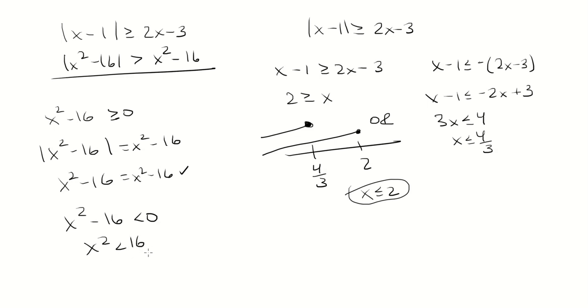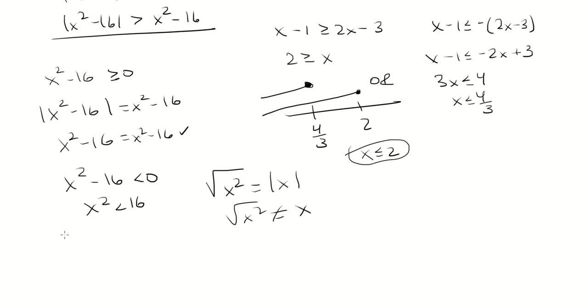And here we'll take the square root of both sides. Notice that if I take the square root of x squared, that's going to be the absolute value of x, not equal to x. So we have the absolute value of x is less than 4. When we take the square root of both sides, that means x has to be between -4 and 4. So this is the solution to the second inequality.